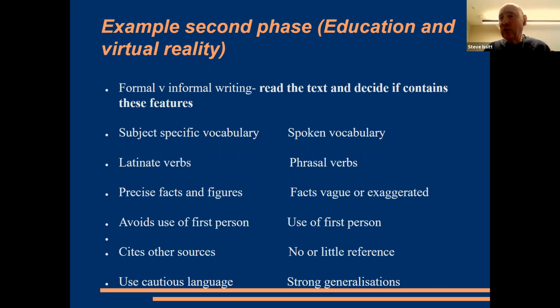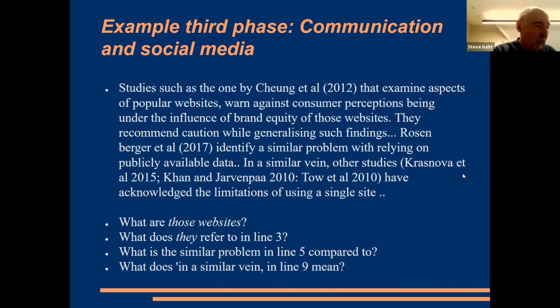So obviously they're all doing an English language course, so that they know that there's a degree of discipline specificity, but we try to keep it subject neutral. Obviously, education and virtual reality are among the topics. So this is the example of formal, informal writing. Read the text and decide if it contains these features. Okay. Next example, please. Next text, next slide.